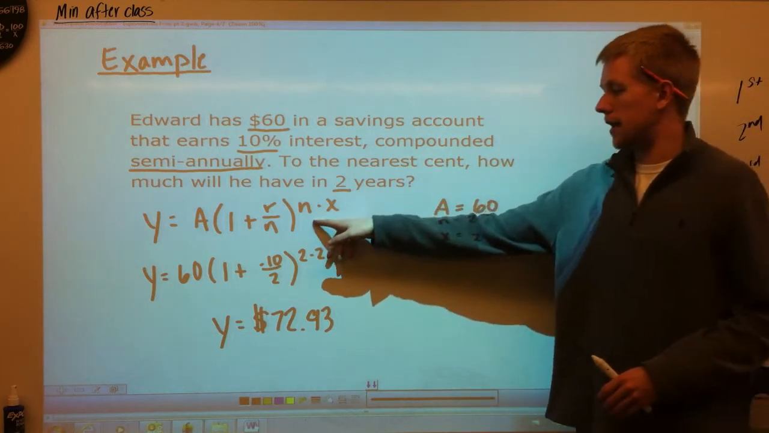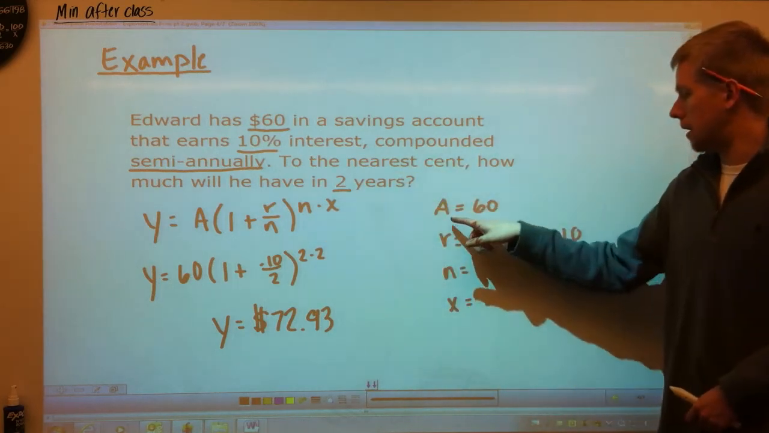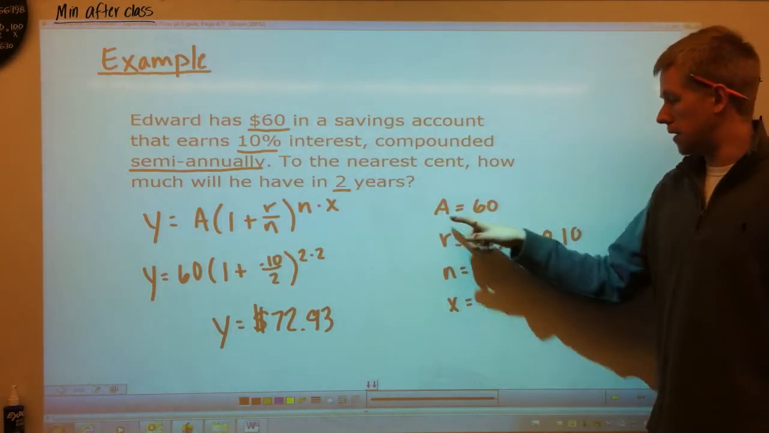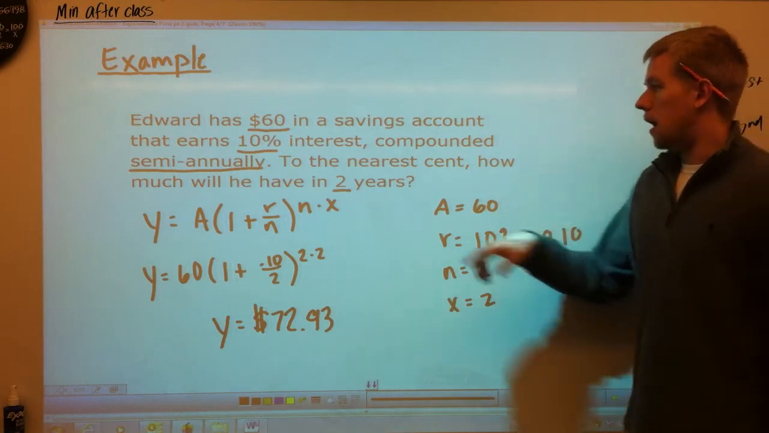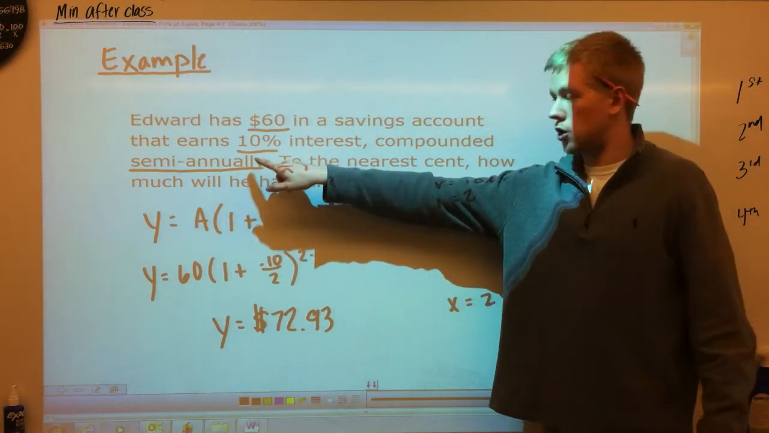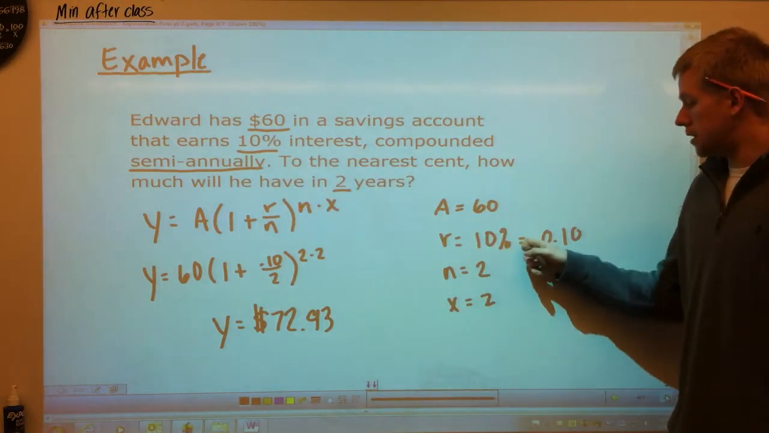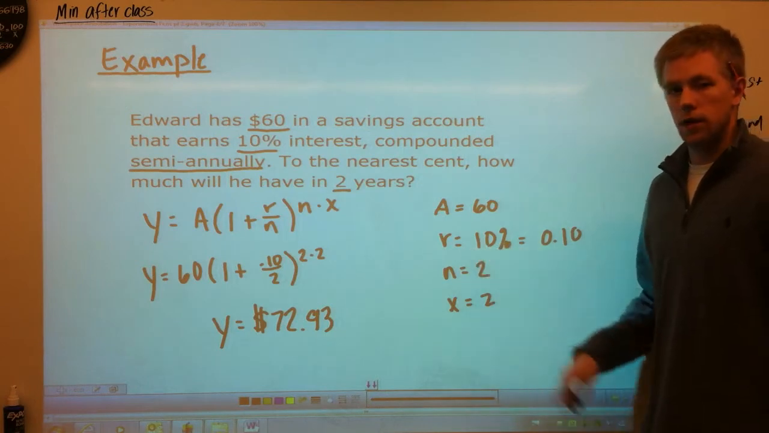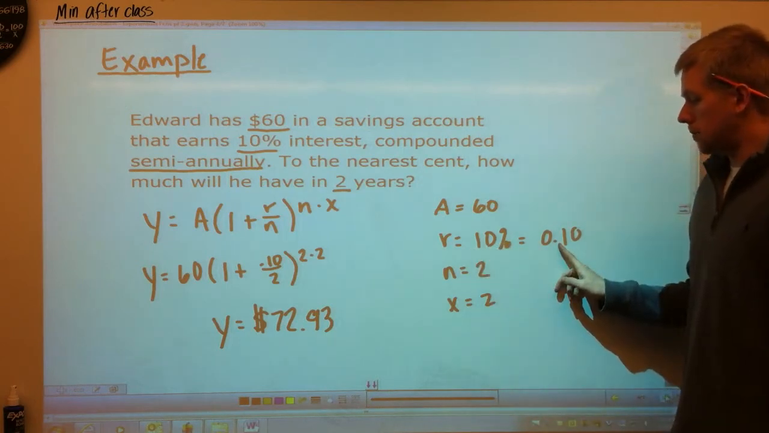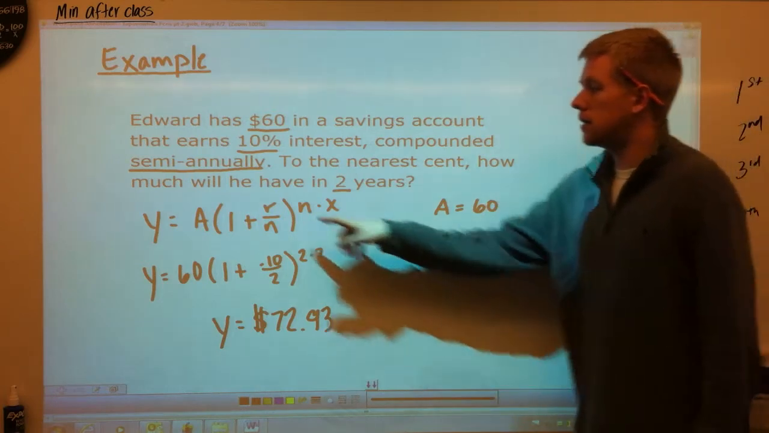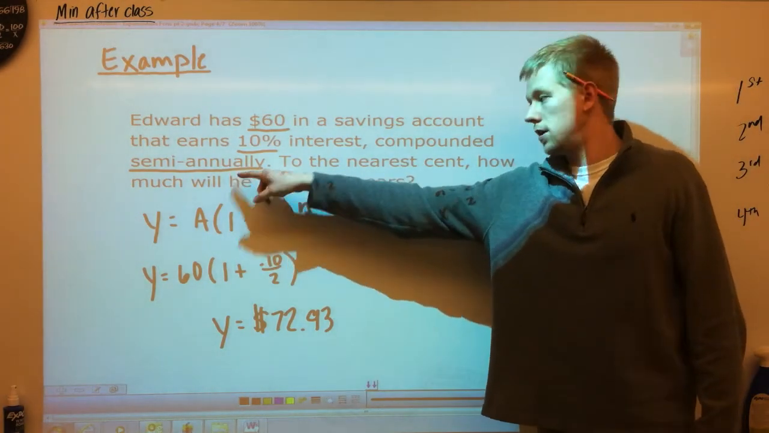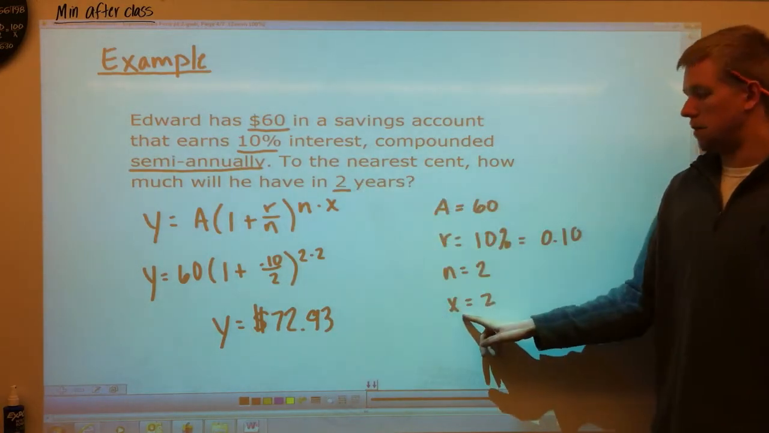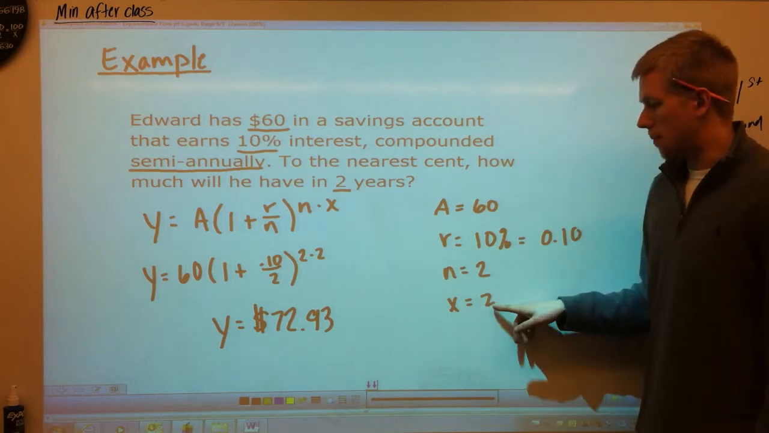So my function here is the same as what we just wrote down, talking about compound interest. My A, I underlined $60. That's going to be my starting point, my initial amount. A is my 60. My rate is always going to be the percent, so I need to change this percent to a decimal. 10% changed to a decimal is 0.10. Just move the decimal over twice, like we have been doing. My n is 2 because it says semi-annually. And then it said for 2 years, and x, remember, is always time. It's always going to be in years, and I'm going to have a 2 there.